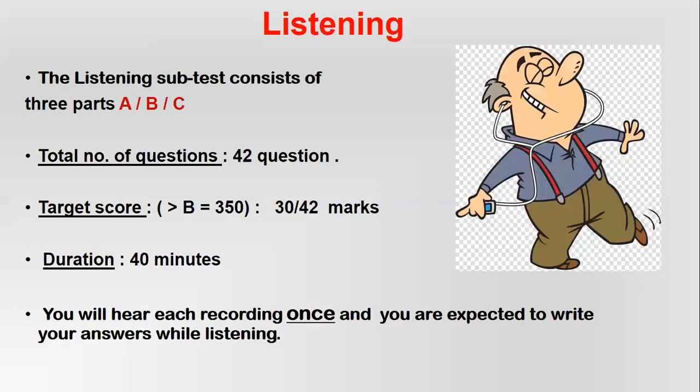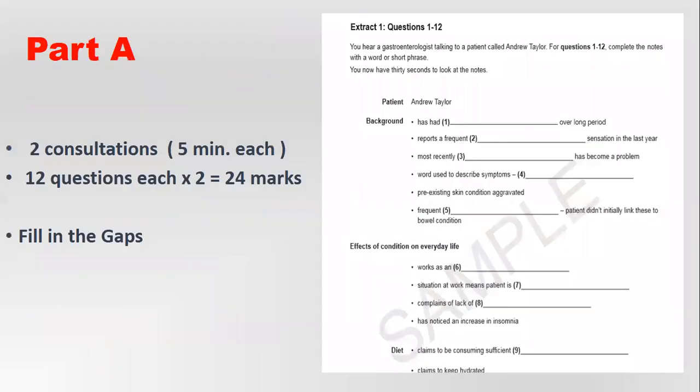Let's move to the listening subtest. The listening subtest is divided into 3 parts. The total number of questions in the listening subtest is 42 questions. To pass the listening subtest, you have to get a score of 350 or more, and its duration is 40 minutes. It's essential to know that the recording is played once only, so you have to write and answer while listening.